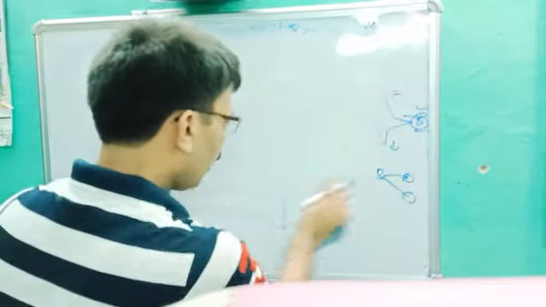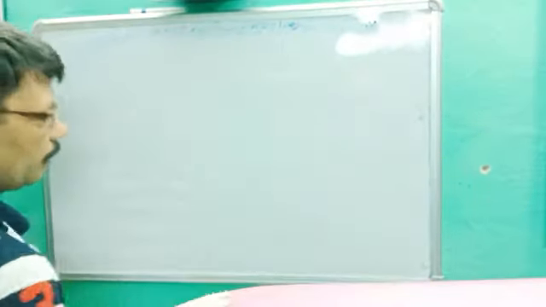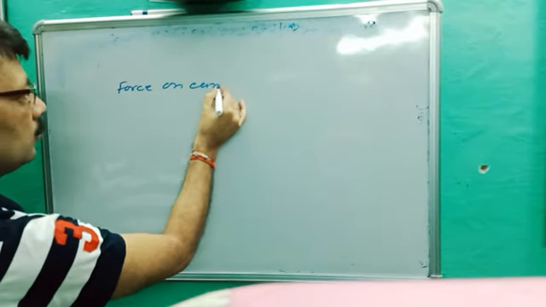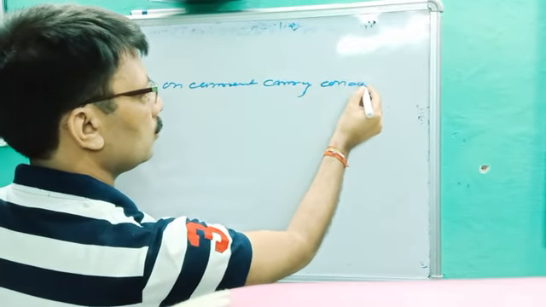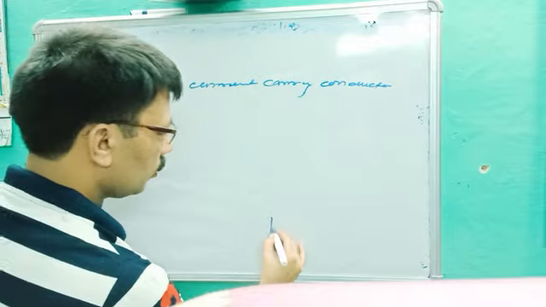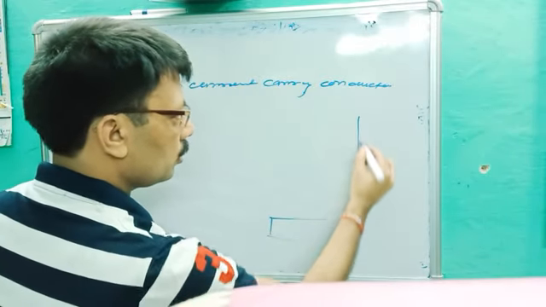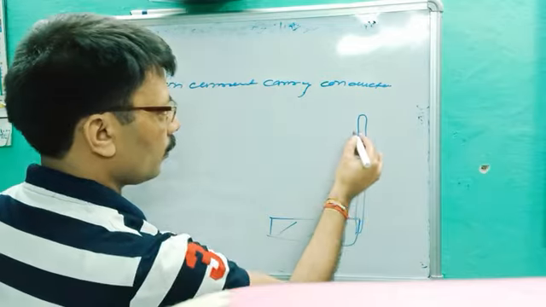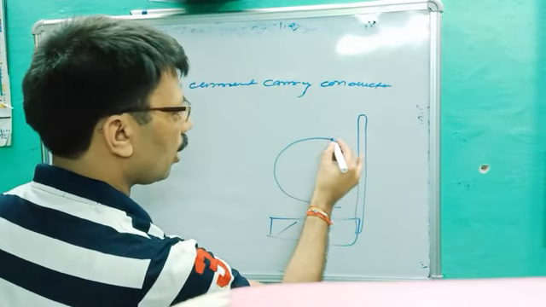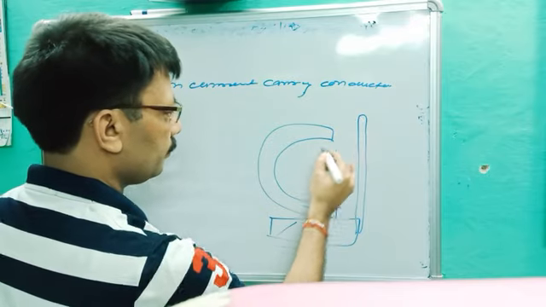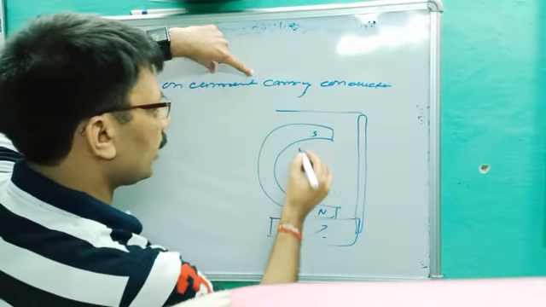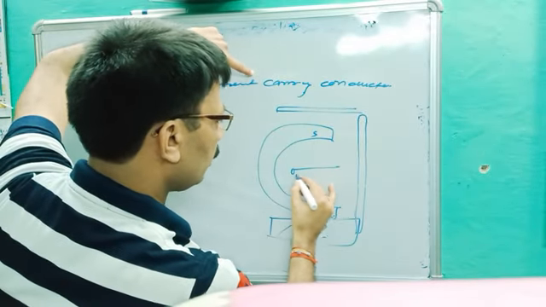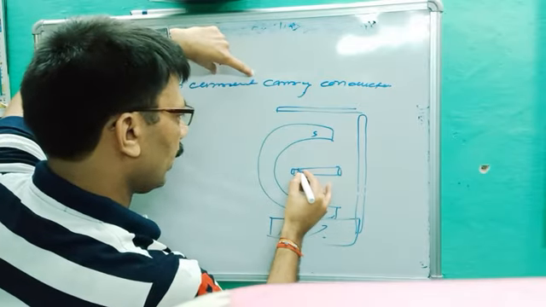Okay. Our next question is force on current carrying conductor. Let us suppose this is the stand for you, and a magnetic field or horseshoe magnet is placed between it. This is north, this is south, and we hang a current carrying conductor between it. This is the current carrying conductor, and it is hanged.